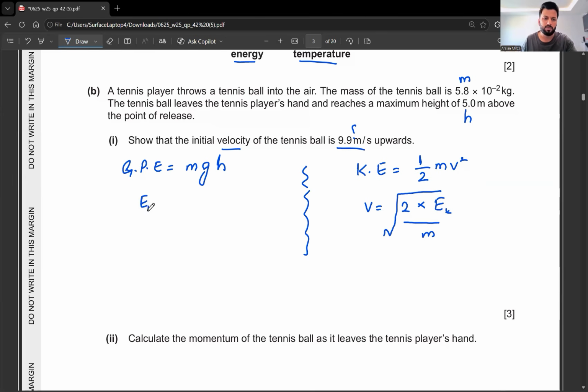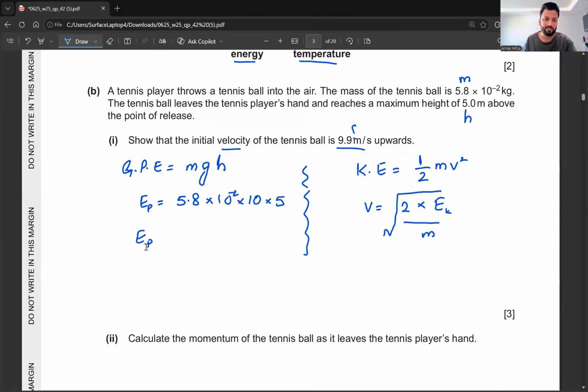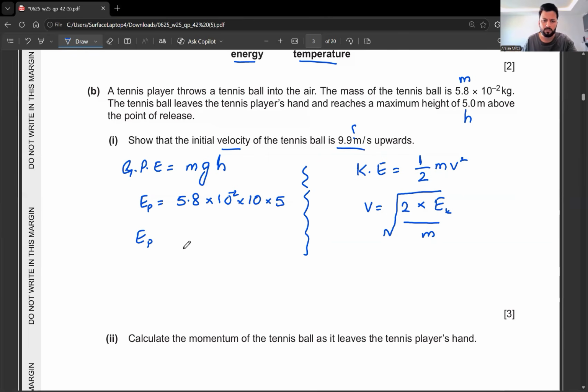So I'm just writing EP. Okay, m is 5.8 times 10 power minus 2. g is 9.8. I'm just writing 10 times 5. You will write 9.8, by the way. I'm just writing 10. So here I will have gravitational potential energy, which will be equal to 10, 5.8. I have to use calculator.